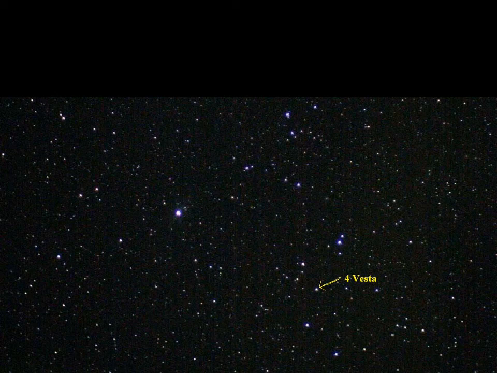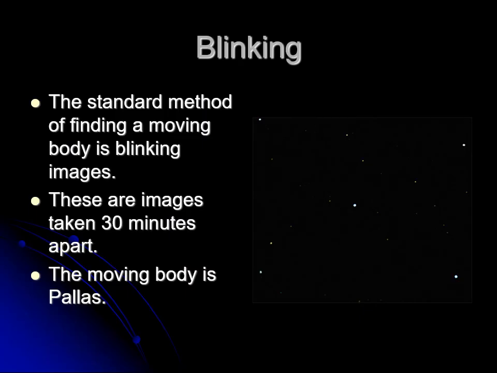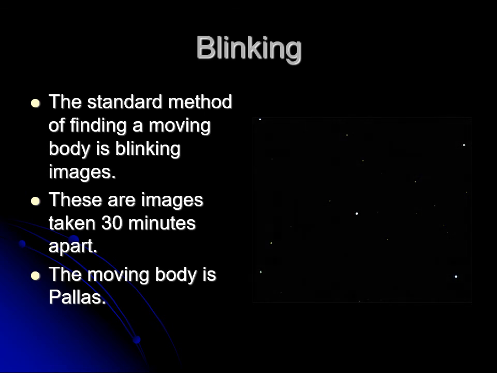And again, you've got to have a picture with an arrow pointing to something. That's Vesta right there. In a telescope, it looks just like a star, just a little dot. The standard way that you find these things is you take two photographs and you look to see if one of the objects moved. That process is called blinking. And these are two pictures right here taken 30 minutes apart. That's actually Pallas in that picture right there.